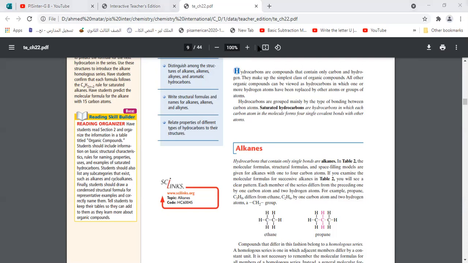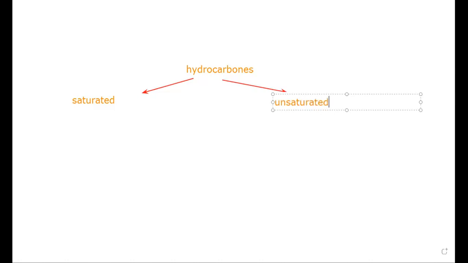Let's get an example to understand here. Look with me here, guys. So we can say that hydrocarbons could be classified into two types, as we said. So what are these two types? We said that it could be saturated hydrocarbons or unsaturated. What is the difference between saturated hydrocarbon and unsaturated hydrocarbon? So as we can see here, let's find.